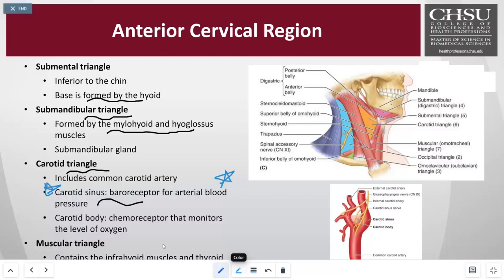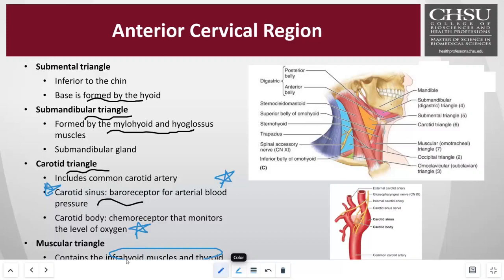And then the carotid body is a chemoreceptor that picks up the change in the CO2, mostly monitoring oxygen, so it can change the rhythm of the heart for moving the blood and then your breathing pattern. Okay? And then the last triangle here is going to be your muscular triangle, and this is going to include the infrahyoid muscle and the thyroid gland. All right? So just be mindful of the triangle and be mindful of which structures are underneath that zone.